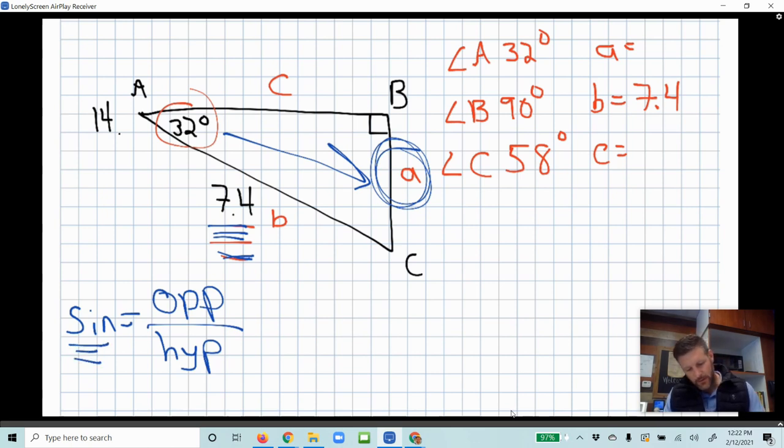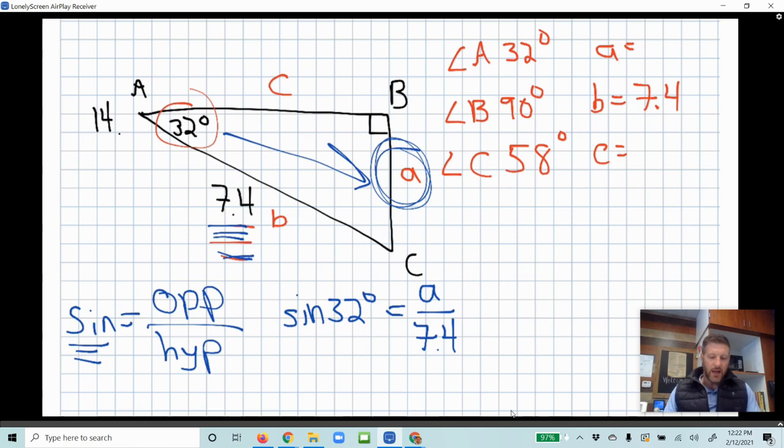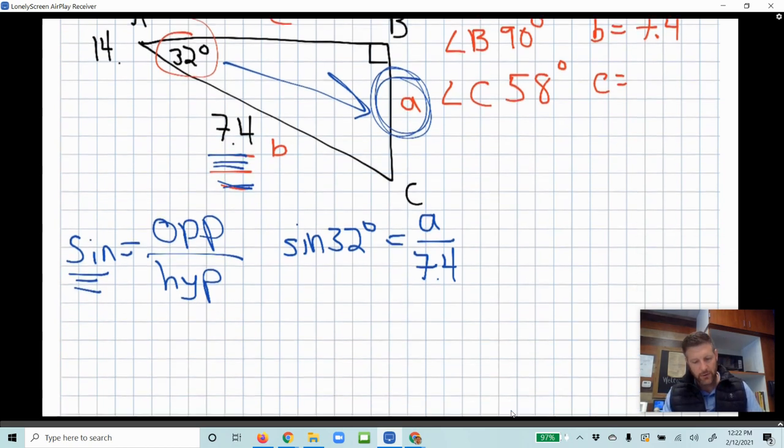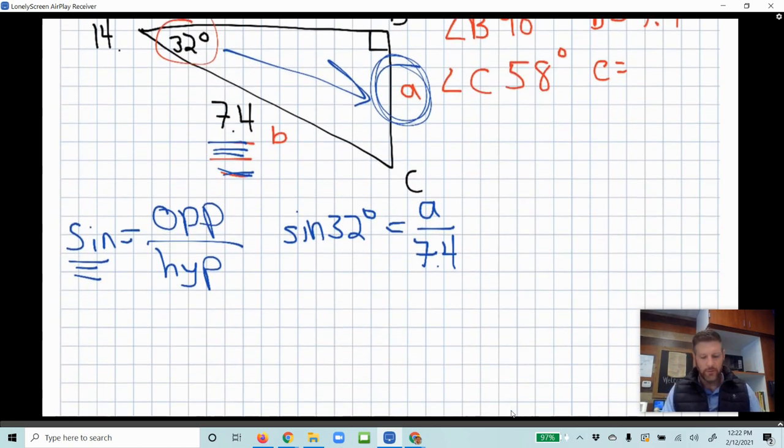So let's set it up. We do sine of 32 degrees. The degrees always go next to the sine, cosine, or tangent. And then that equals a fraction, a ratio. Opposite, well, that's the one we don't know. That's A over hypotenuse. And that's the one we do know, 7.4. So now we have a simple equation here: sine 32 equals A over 7.4.